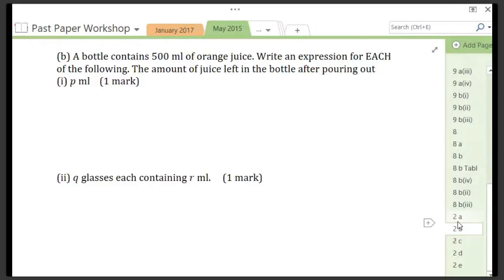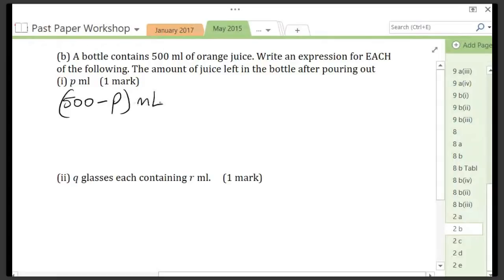So notice that for each part 1 and 2, they want you to find the amount of juice left in the bottle. So you started here with 500 milliliters. If you poured out P milliliters, then it will be 500 minus P ml. So the amount remaining here would be 500, and P is the amount you poured out. So this is 500 minus P milliliters. That's the amount remaining. Are you clear with that?